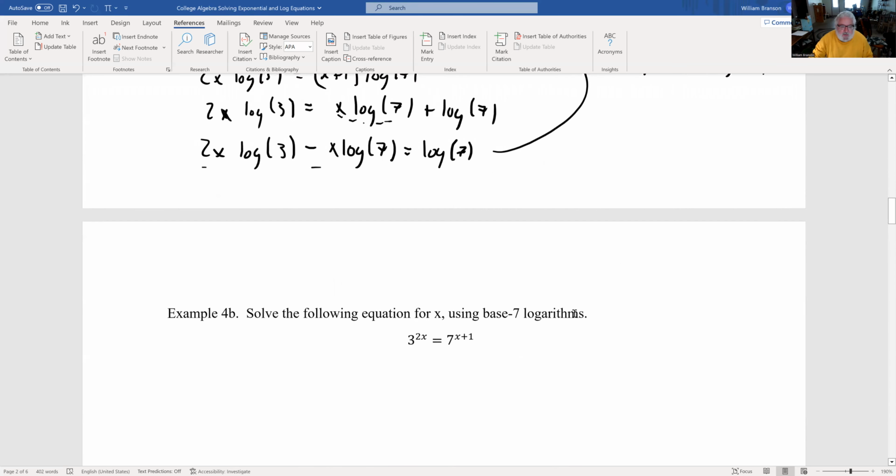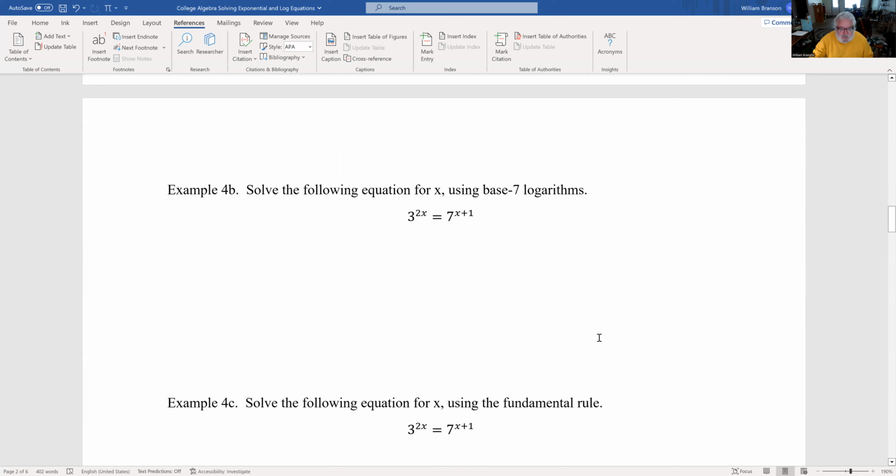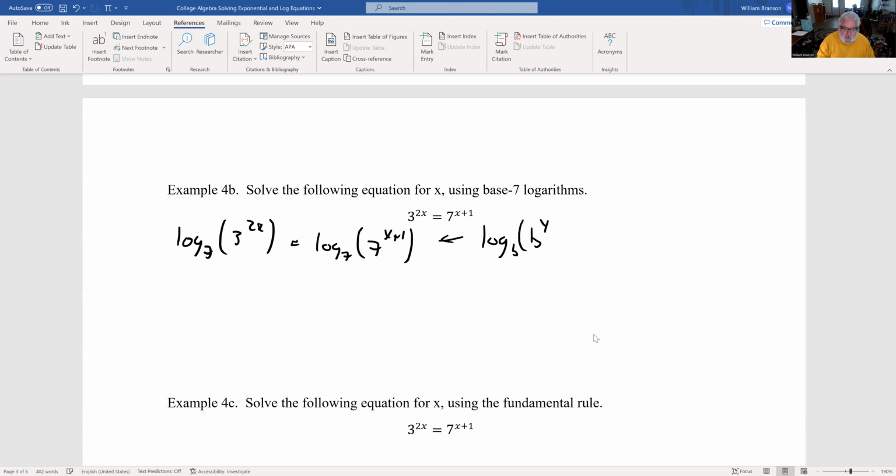Of course, you can do the same thing using base 7 logarithms instead. Take log base 7 of both sides. One of the rules we have is that log base b of b to anything, if this and this match, that's just whatever the exponent is. So the left-hand side is just x plus 1, because this is base 7. And the right-hand side, we can use the power coefficient rule, pull out the 2x again.